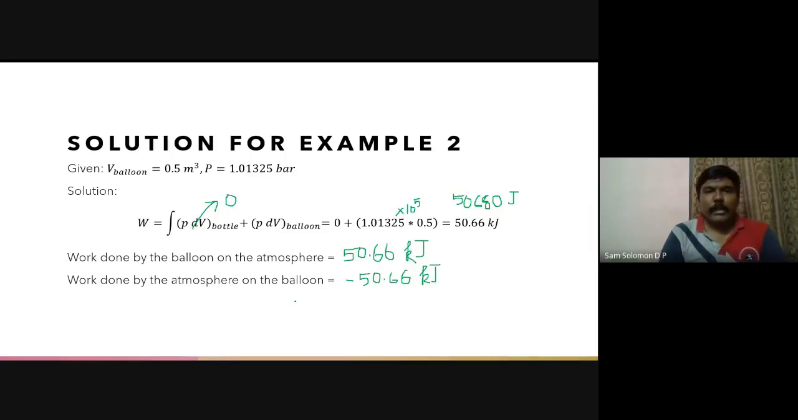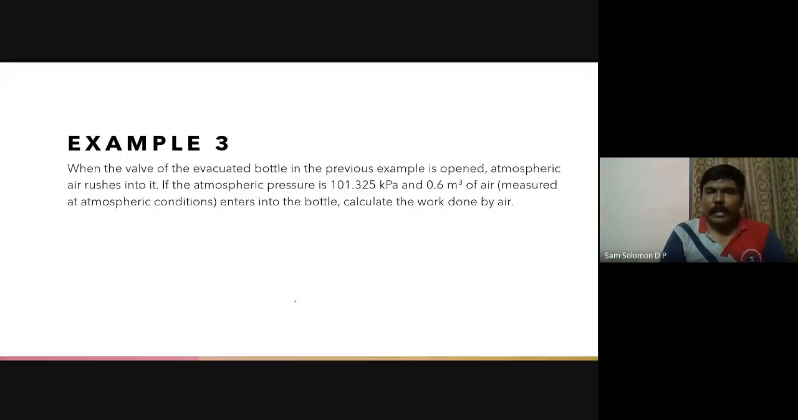So when the valve of the evacuated balloon in the previous example is opened, atmospheric air rushes into it. If the atmospheric pressure is 101.325 kilopascal and 0.6 meter cube of air enters into the bottle, calculate the work done by air. So now what they are saying is the bottle has been evacuated.